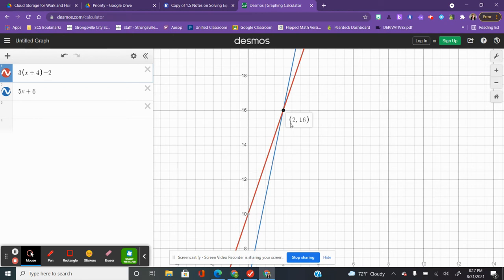That's what I found x to be. I also realized that the y coordinate is 16, which is what I got when I plugged my answer of 2 back in on both sides of the equal bar. So again, confirmation that the x coordinate is 2. The solution to my equation is 2.